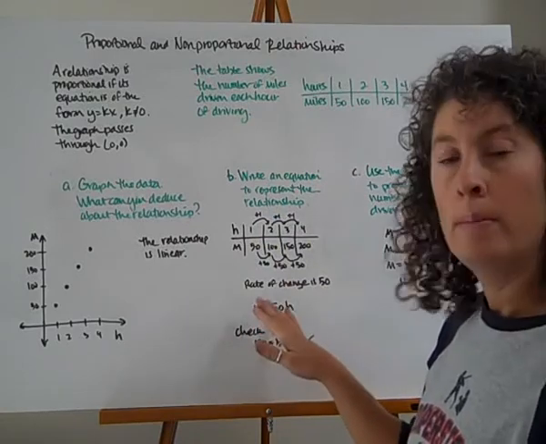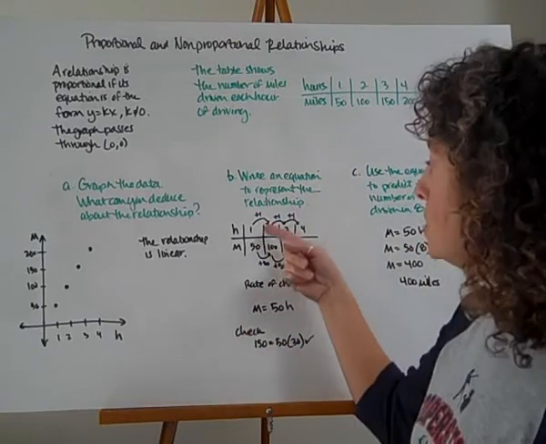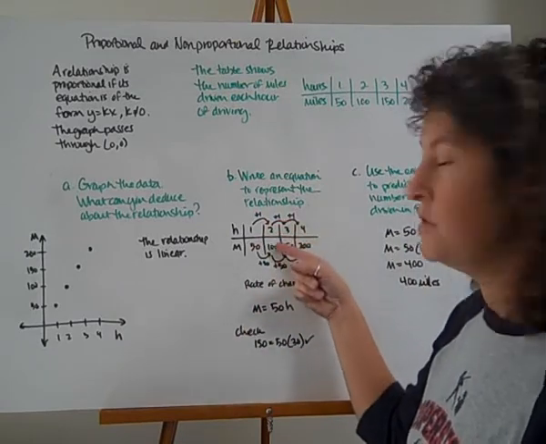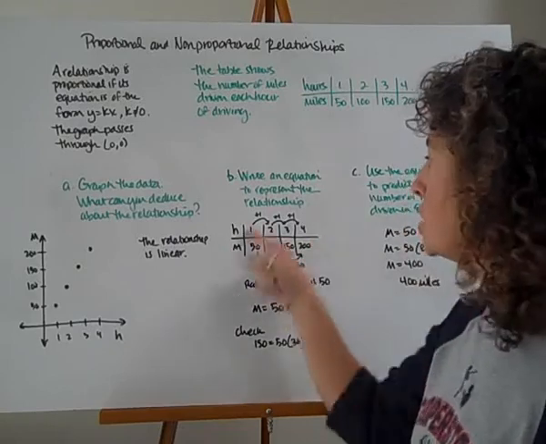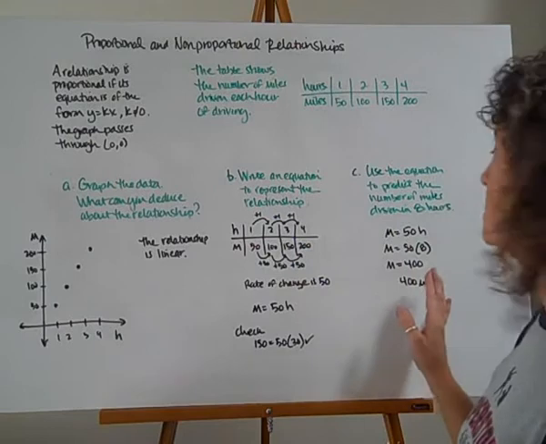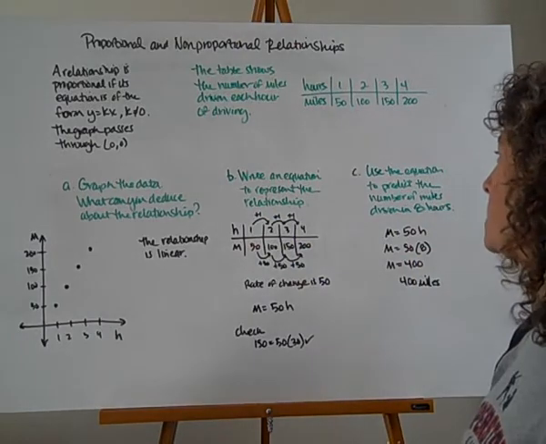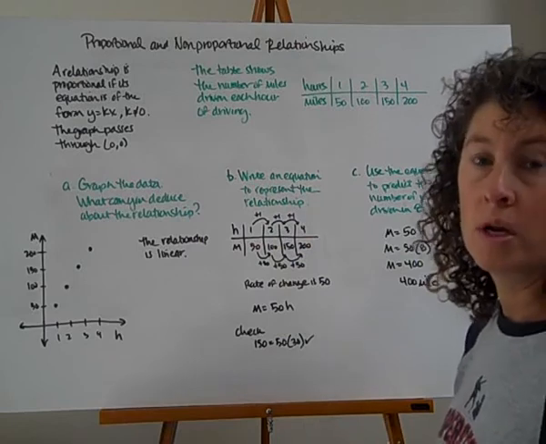If I do h times 50, I should come up with the correct miles. So 1 times 50, yes. 2 times 50 is 100. 3 times 50 is 150. 4 times 50 is 200. So this equation does work with this data. And the last question they ask us is use the equation to predict the number of miles driven in 8 hours. And that's always what we're looking for when we write an equation.